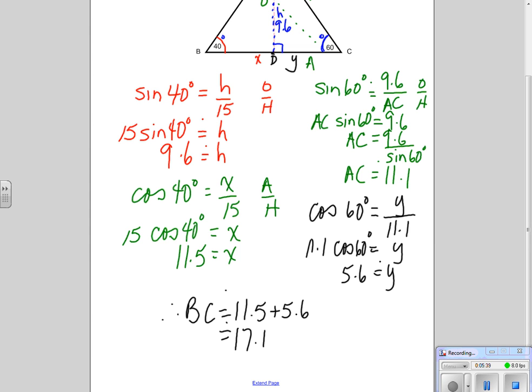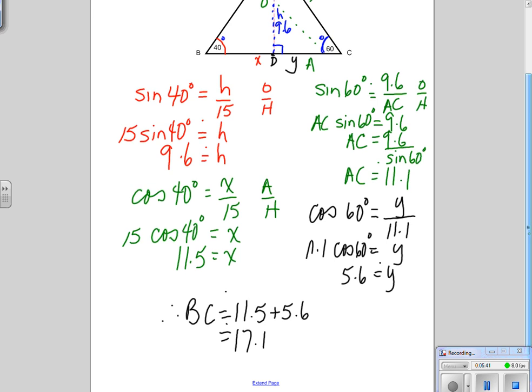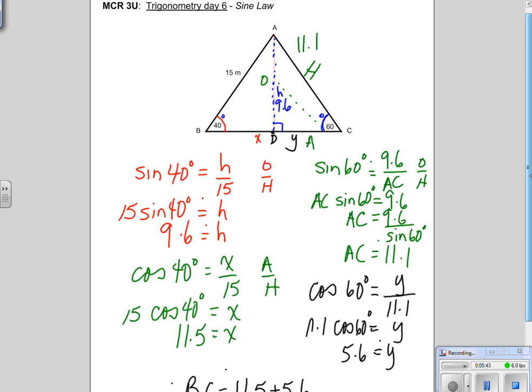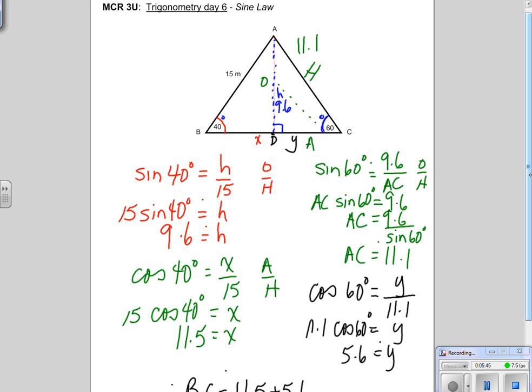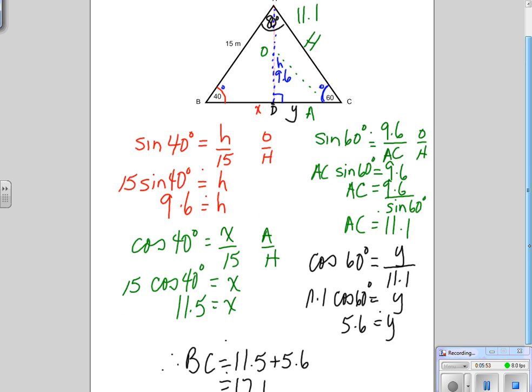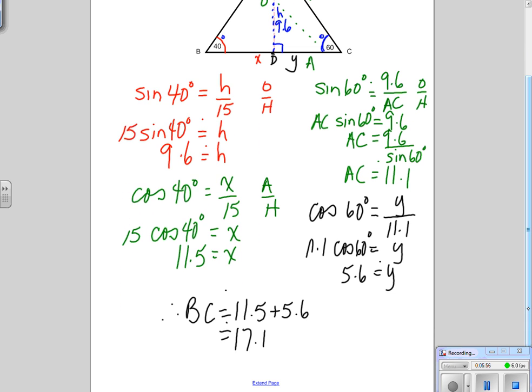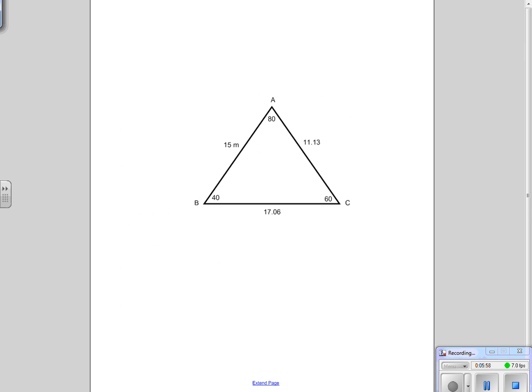17.1 approximately. The missing angle, we would add to 180, so the missing angle is 80 degrees. Okay. We did that quickly using SOHCAHTOA. We didn't write it very formally, but I want to use those same numbers. There they are, a little less rounding going on. Same triangle, not proportionally drawn, but there it is.